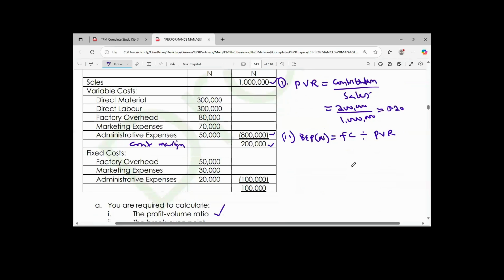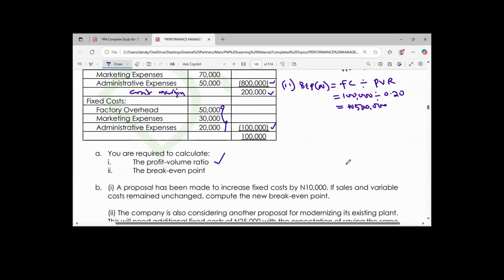So don't do FC divided by CMR. Since you already have PVR, how much is fixed cost? Fixed cost is 100,000; when you add up these 3 numbers, that produces 100,000. Therefore, 100,000 divided by the PVR of 0.2 gives us 500,000 naira. That is how to calculate break-even points in naira for Jopagogo.